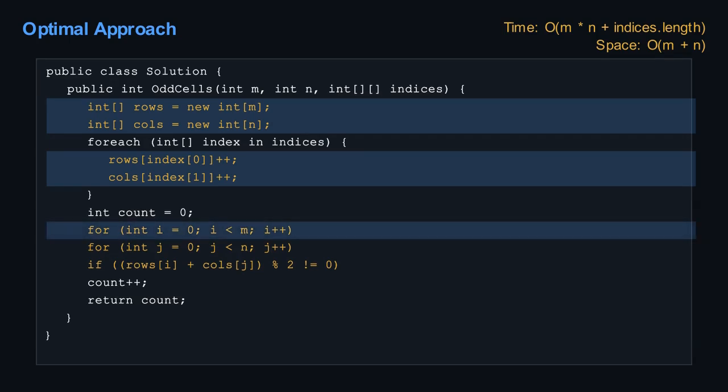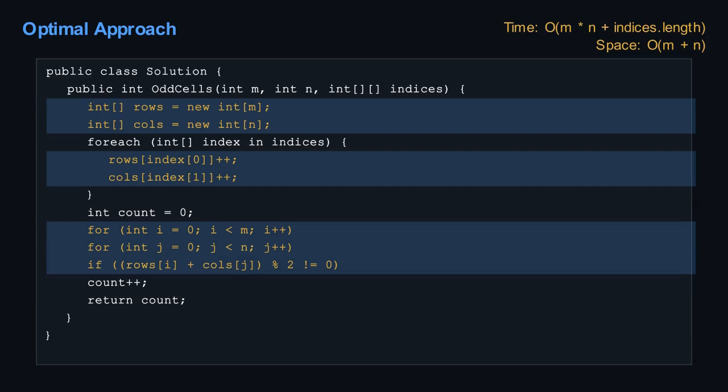After processing all index pairs, the total number of times a cell at R, C has been incremented is simply rows at R plus cols at C. We then iterate through all possible m by n cell positions, calculate this sum, and check its parity. If the sum is odd, we count it. This avoids repeated matrix traversals.